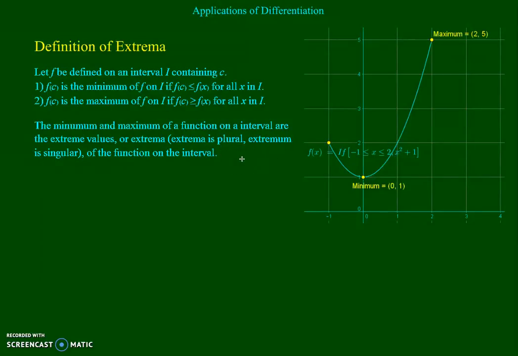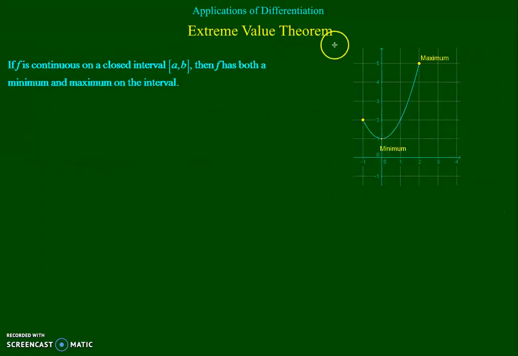And now let's move on to a theorem that directly relates to this. This theorem is called the extreme value theorem. What it says formally is if f is a continuous function on a closed interval [a, b], then f has both a minimum and a maximum on the interval. So if you look at this function on a closed interval from -1 to 2, you can see that it's going to have a value that's less than or equal to any other value in the function and a value that's greater than or equal to any other value in the function.